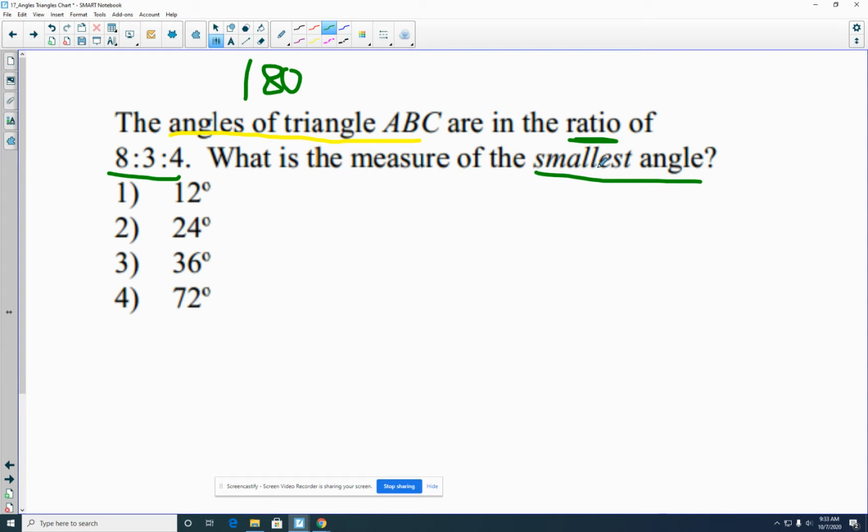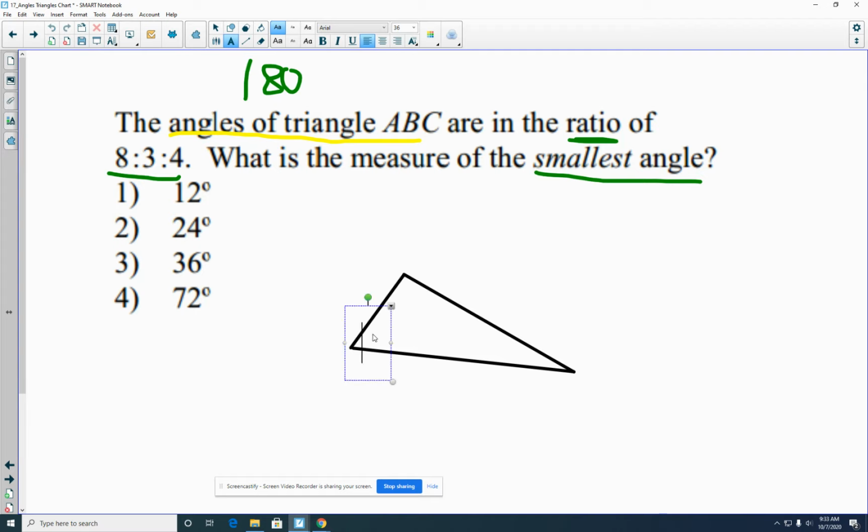So first thing is, if the three angles are 8, 3, and 4, let's just think about this. They're just giving us 8 to 3 to 4, and we have to form some sort of triangle. So just make a triangle like this. And think about this. If I put an 8 here, a 3 here, and a 4 here, well, these three numbers do not make sense to represent the angle measures in this triangle, right? Because 8 plus 3 plus 4 is 15, and I know that the angles have to sum to 180. So it doesn't make sense to say that 8 plus 3 plus 4 is 180.